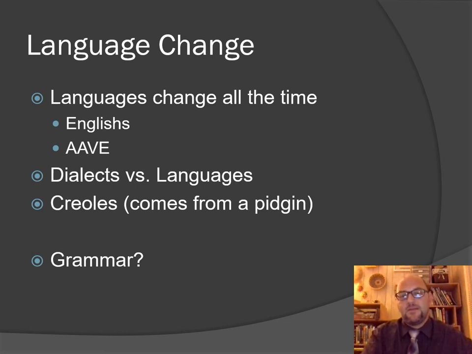When that mix, though, becomes established with the next generation, right? That's what we refer to as a Creole language. When I say Creole, a lot of people think of Haiti. That is a Creole language. It's Haitian Creole. But there's lots of Creole languages around the globe. Afrikaans is another one, right?